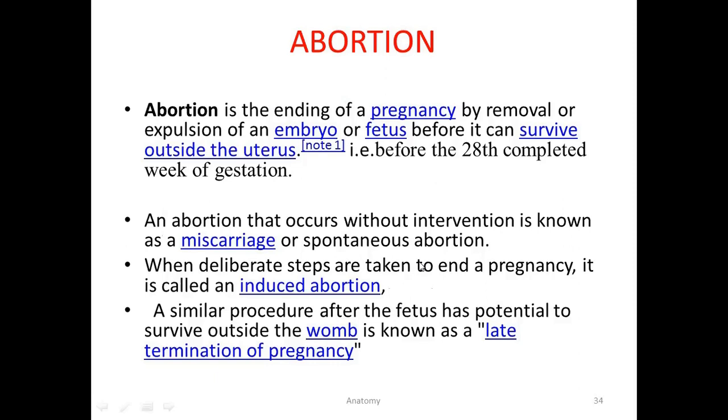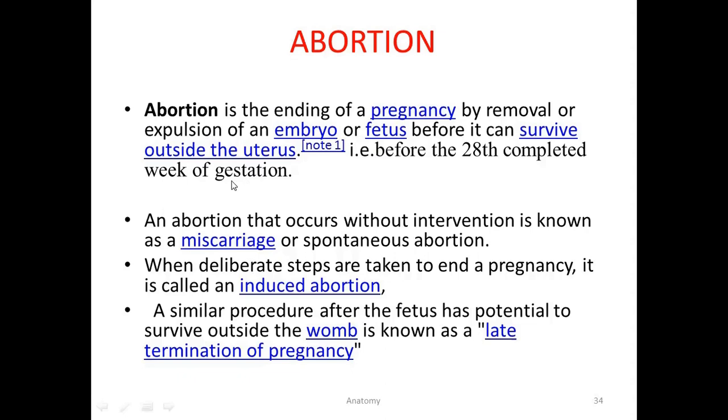Now, apart from what we have seen till now, there are certain other terminologies one should know. So we will see abortion. With this new CBME course, the competency-based medical education, these things are added to the new syllabus. So one should know about abortion, once you know fertilization, implantation, cleavages, then blastocyst, germ layer formation. Abortion is the ending of pregnancy by removal or expulsion of an embryo or fetus before it can survive outside the uterus. That is before the 28th completed week of gestation. This is called abortion.